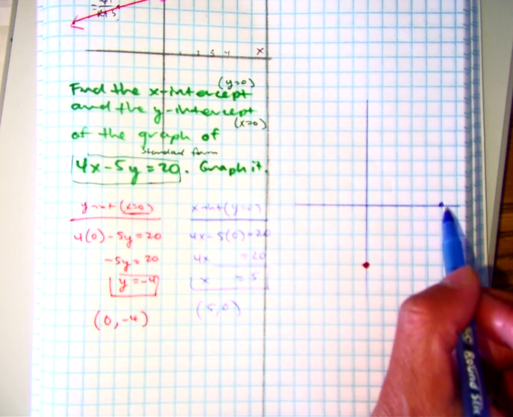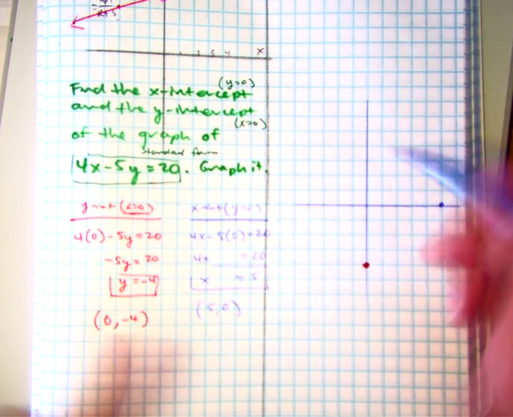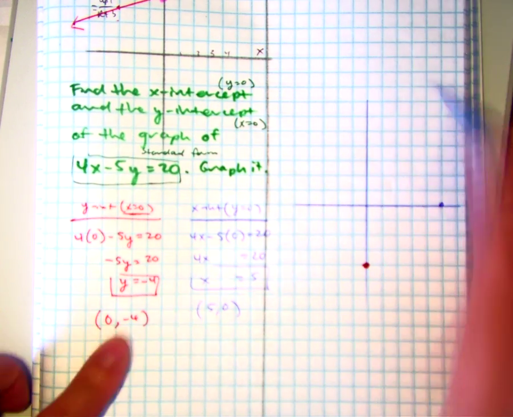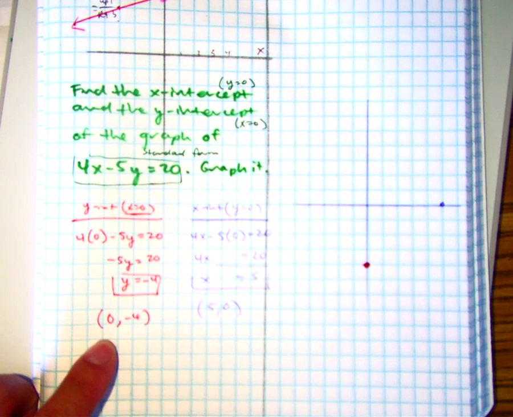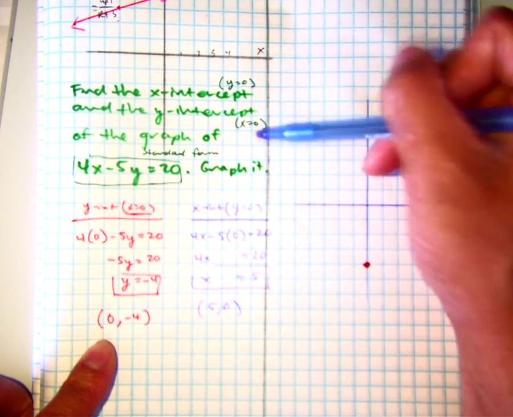Anything that touches the x-axis will have a y value of 0. Anything that touches the y-axis will have an x value of 0. And that's why I made those patterns there.